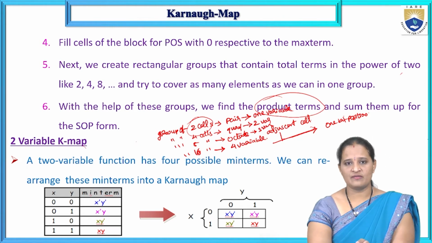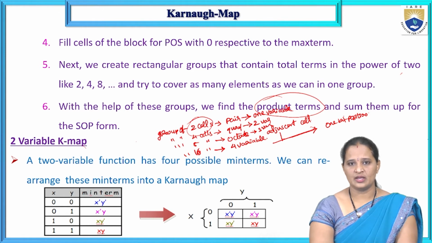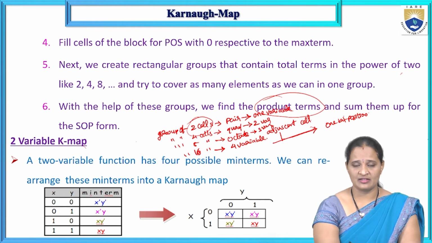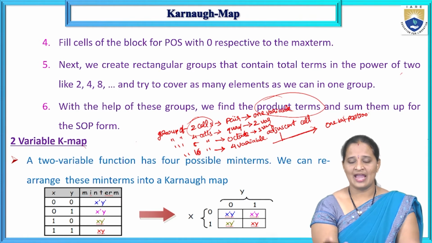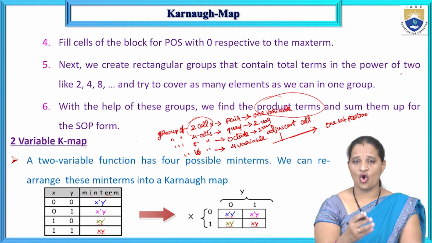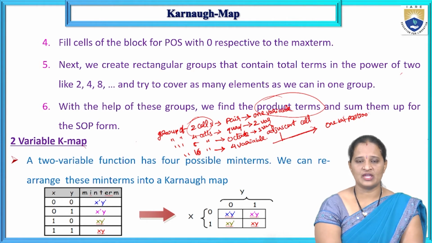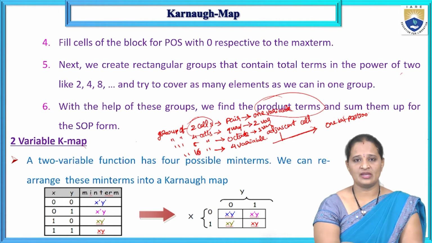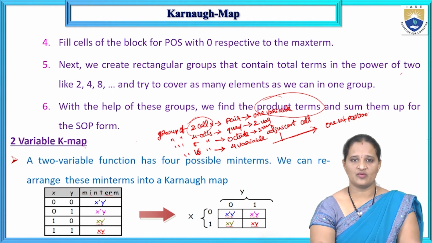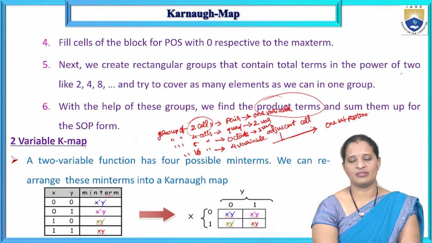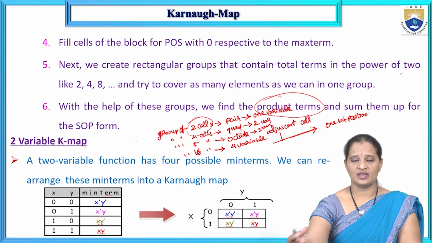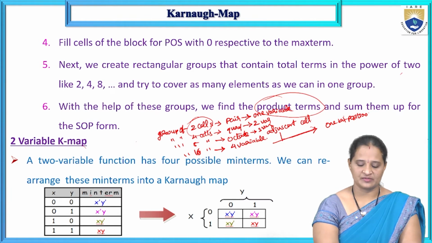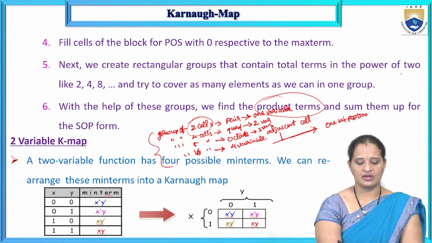Similarly, I can also form a sum term by eliminating the variable which is varying and considering only the variables which are common to the cells which are grouped together, and taking the variable in its true form if its value is 0, and in its complement form if its value is 1, and ORing all the variables together so that a sum term can be formed, so that we can implement the POS expression.